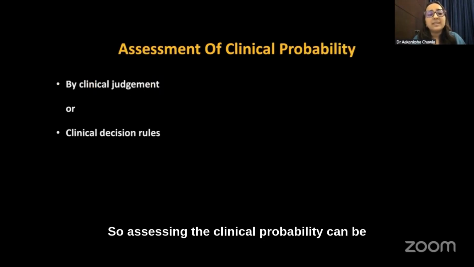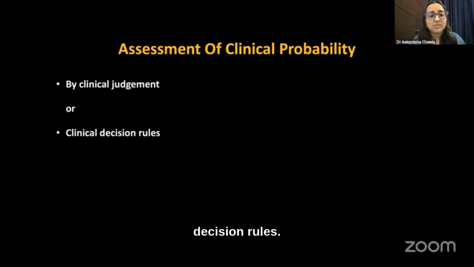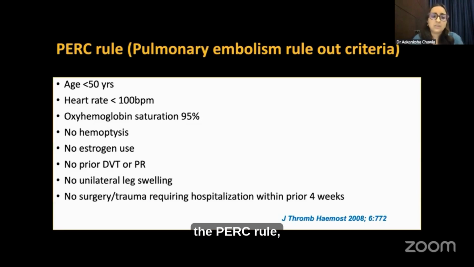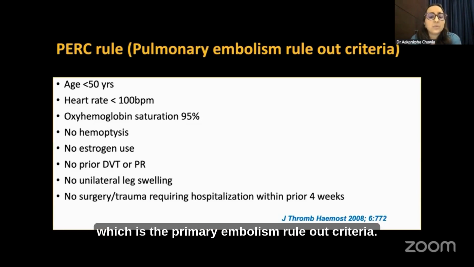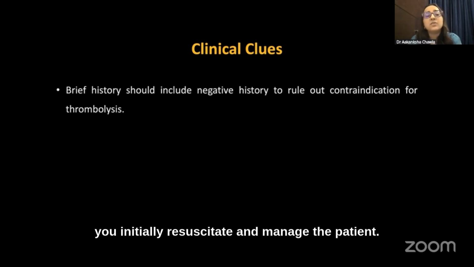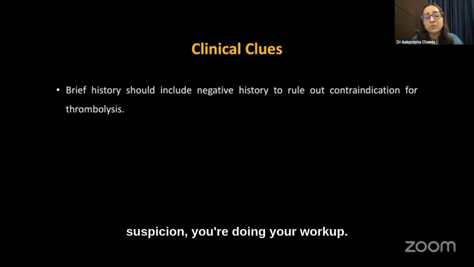So assessing the clinical probability can be done by clinical judgment when you have the expertise available, or by certain clinical decision rules, which are your Wells score, your Geneva score, and the PERC rule, which is the pulmonary embolism rule-out criteria. So, along with the detailed history that you take, you initially resuscitate and manage the patient. You look at the clinical cues, and when you have a high suspicion, you do your workup.